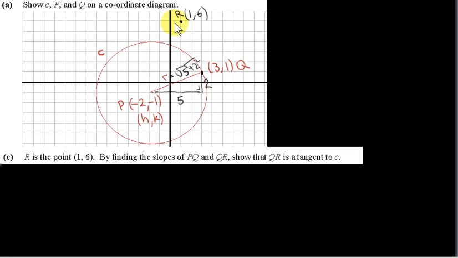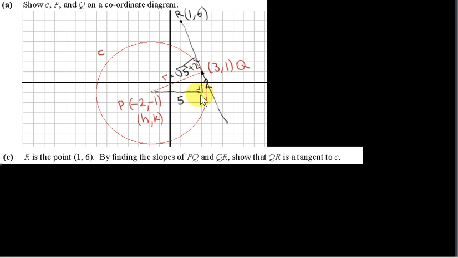Now we want to show that QR is a tangent to this circle. Well, if you draw a line from R to Q and continue it on, you will see that it certainly looks like a tangent to the circle. It certainly only appears to cut the circle at one point, at the point 3, 1. It doesn't appear to touch the circle at any other point. But that's just from drawing. How do we actually prove that it definitely is a tangent to the circle?